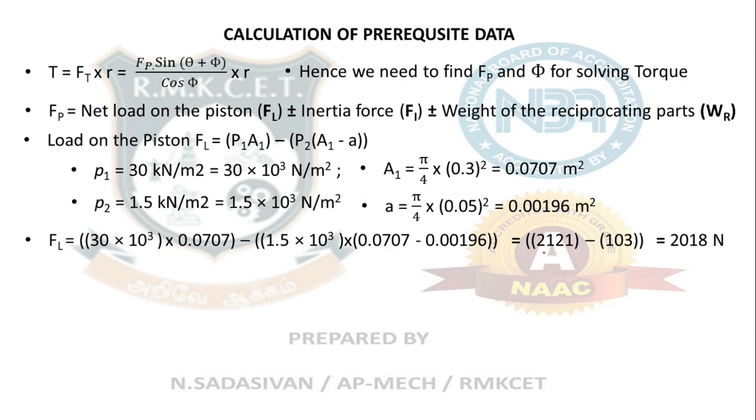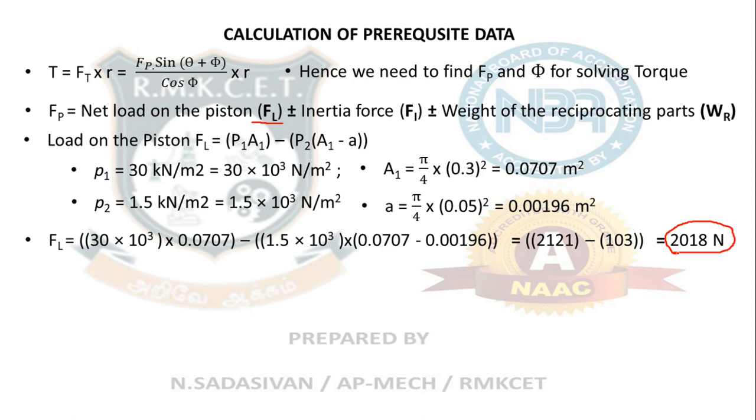So you have calculated only FL. Okay, so only this you have calculated. Now next is your inertia force. If you find out the inertia force, then only you can put everything together and find the FP, piston effort. So now I have found out the load on the piston as 2018 Newton.